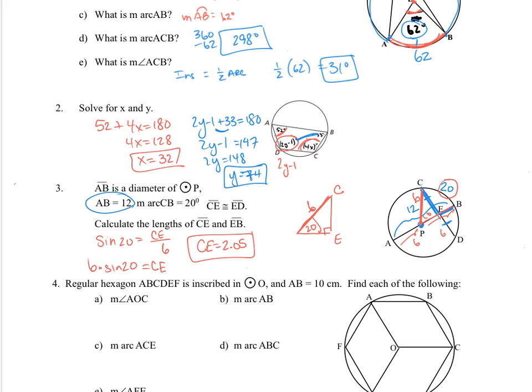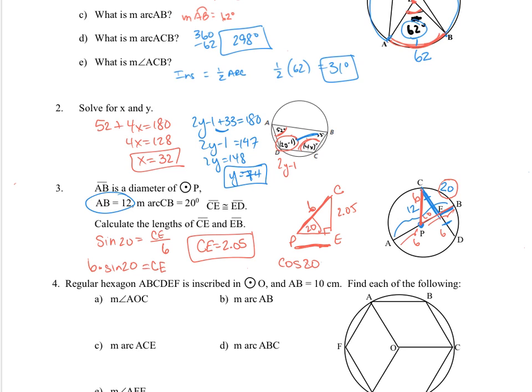But now I've got to find EB. Well, that means I need to find this distance right in there. I could do that with cosine, or since I know CE, which I just found to be 2.05, I could use the Pythagorean theorem as well. Either way, but I'm going to go ahead and do it with cosine.